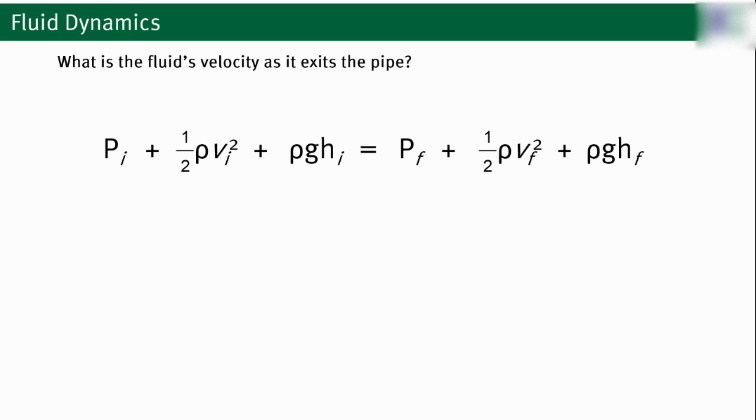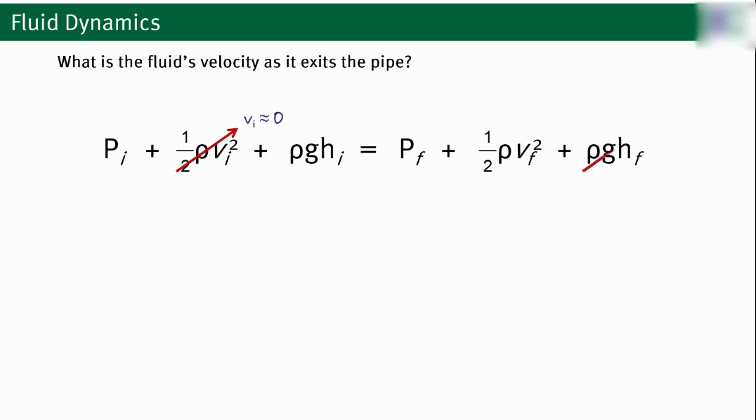To begin with, let's review. We're able to rule out 1/2 rho v initial squared. Why? As we just saw, the fluid's velocity in the water tank is essentially zero because the cross-sectional area of the water tank is so big that the tank is draining at an extremely slow rate. So that knocks out our 1/2 rho v initial squared term.